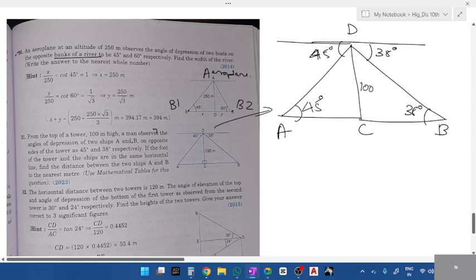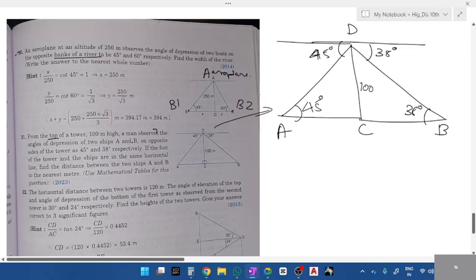All of you will read the question once. From the top of a tower 100 meters high, a man observes the angle of depression. So where is the man, students? Is he at point D or C? Where is the man standing? D. Yeah, top of the tower. Look at the word top. From the top of the tower, he observes two ships.